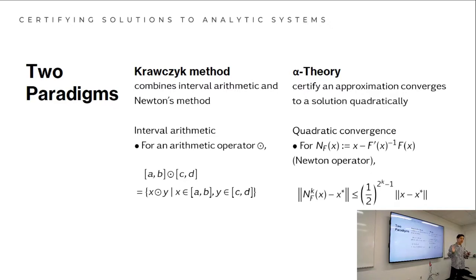And alpha theory is actually the well-known Smale's alpha theory. It certifies whether the given approximation converges quadratically to the actual root or not. Let me tell you what quadratic convergence is. We first define this Newton operator. Then we can also apply this Newton operator multiple times. If the kth iteration of this Newton operator satisfies this inequality, then we say that the given approximation x converges to x star quadratically. In this case, we call x an approximate solution for x star.